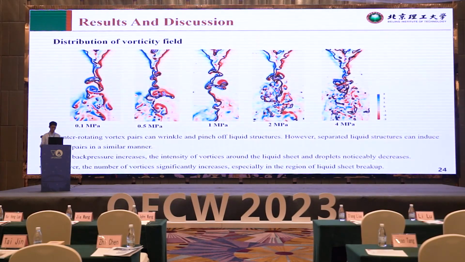In these diagrams, we can observe that counter-rotating vortex pairs can wrinkle and pinch off liquid structures. However, separated liquid structures can induce vortex pairs in a similar manner. Furthermore, we can observe that as the back pressure increases, the intensity of vortices around the liquid sheet and droplets noticeably decreases. However, the number of vortices significantly increases, especially in the region of liquid sheet breakup.